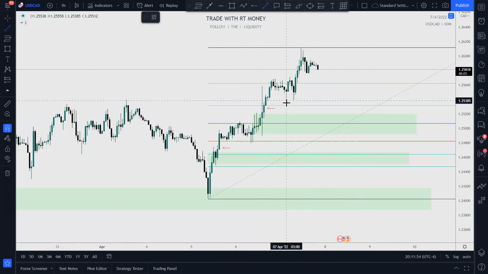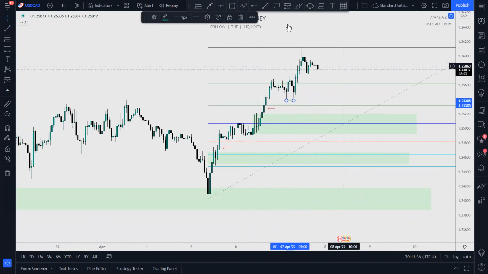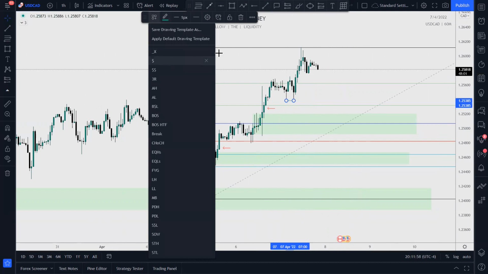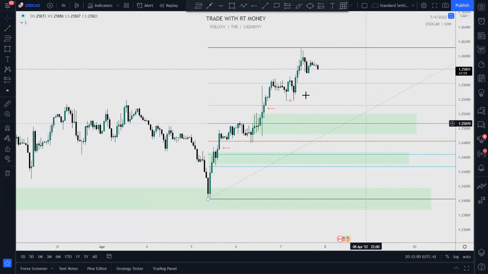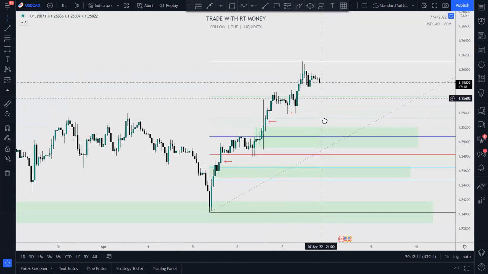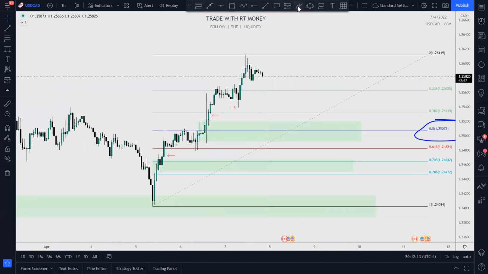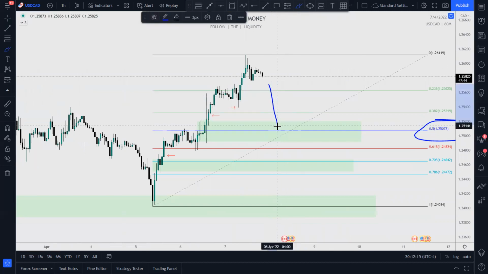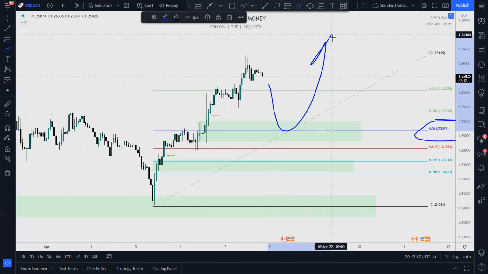I'm looking for a bigger pullback, and I'm turning you on to it. I'm hoping that price comes back, takes out the liquidity on the way down into here. What does that mean? Into the zone here, and then gives us a nice push.